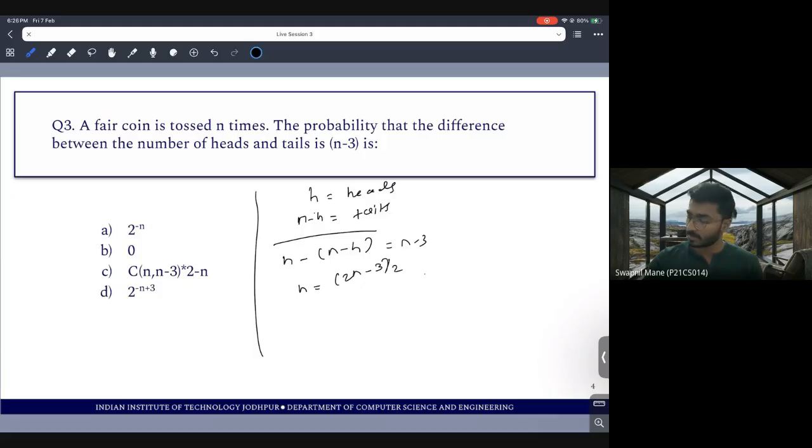After solving this, you will get h equal to (n minus 3) divided by 2. Considering this value for h, it goes to a float value, which means it is not an integer. That's why the probability is zero. If it's not an integer value, then the number of heads must be an integer, right? I hope you guys understood.